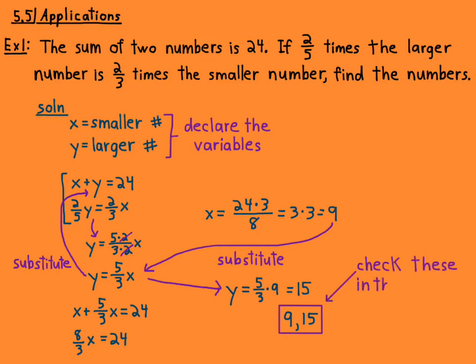Now you check these answers. The way you usually do this is to look at the original statement rather than your equations, because maybe you wrote out your equations wrong, right? So it says the sum of the two numbers is 24. Is that true? 9 plus 15 is 24. Yep. 2/5 times the larger number. 2/5 times 15, you could write that out. Well, divide by the 5 first, you get 3, so it's 2 times 3 is 6.